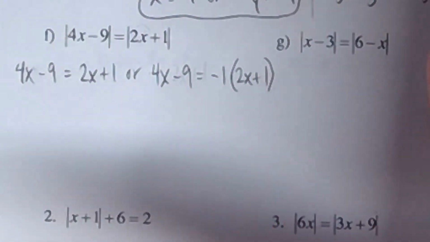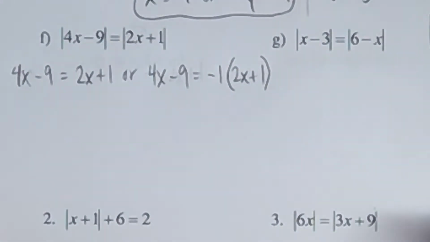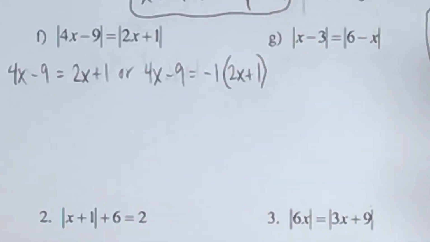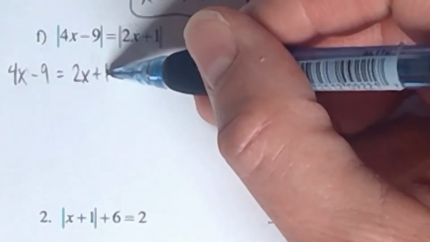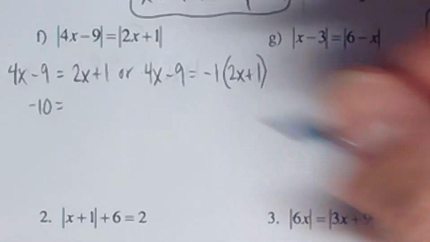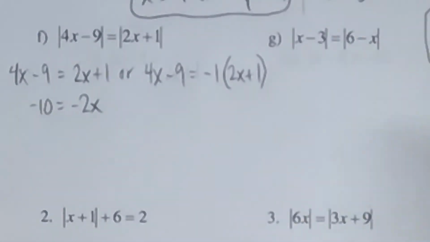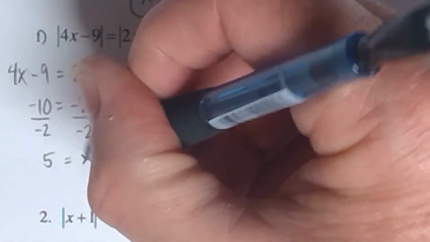The bars are now gone, so just like before, you just have to solve them in the normal way. Just keep the two equations separate when you solve them. So I'm going to go ahead and move the 1 over with the negative 9. That would be negative 10. I subtracted it over. I'm going to subtract over the 4x with the 2x. That's going to make it negative 2x. Okay, and then I'll divide out. And I get x is equal to 5.